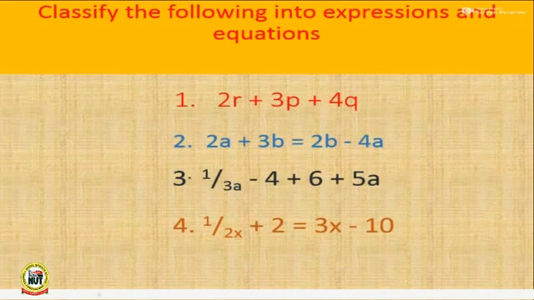Alright, now class, if you look at these items before us, we have some that have the sign of equality, that is, that have both left hand side and right hand side. And we have some that don't have the sign of equality, that is, they don't have the left hand side and the right hand side. Those with the sign of equality and a left hand side and right hand side are equations, while those without are called expressions.